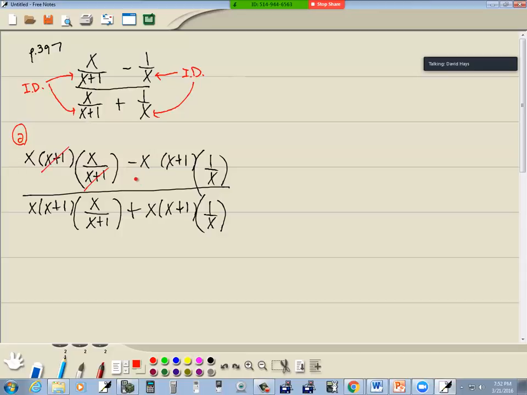These x plus 1's cancel. These x's cancel here. These x plus 1's cancel here. And these x's cancel here. So we're left with x times x, x squared, minus x plus 1 times 1, which is just x plus 1. Notice I kept the parentheses here, because this minus is going to flip the sign of everything that follows it. Down below here we have x times x, which is x squared, plus x plus 1.